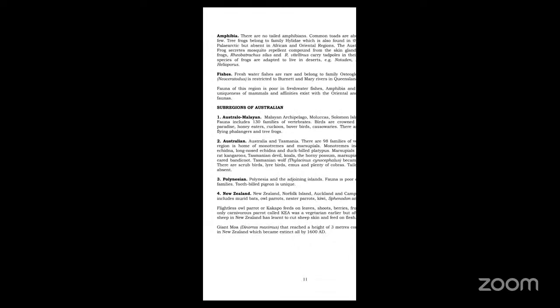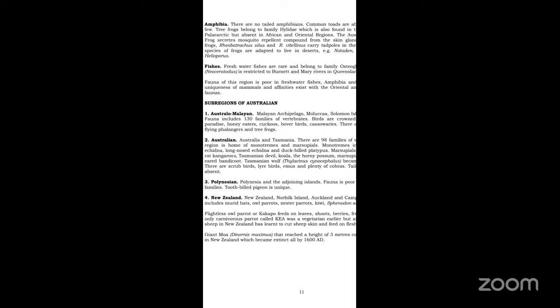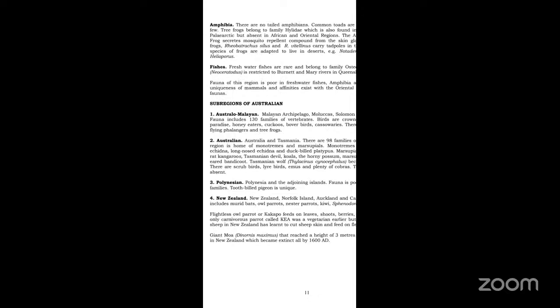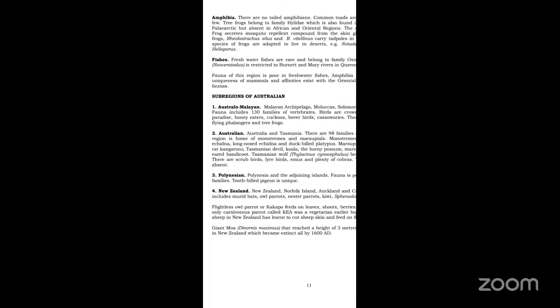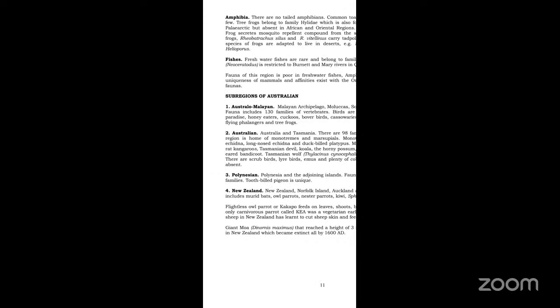Now coming to Australo-Malayan, it includes the Malay Archipelago, Moluccas, Solomon Islands, New Guinea, and the fauna includes 130 families of vertebrates. Birds are crown pigeons, birds of paradise, honeyeaters, cuckoos, bowerbirds, and cassowaries. And apart from these, there are also Fly River turtles, flying phalangers, as well as tree frogs. Then the Australian region includes Australia and Tasmania. About 98 families of vertebrates are present.